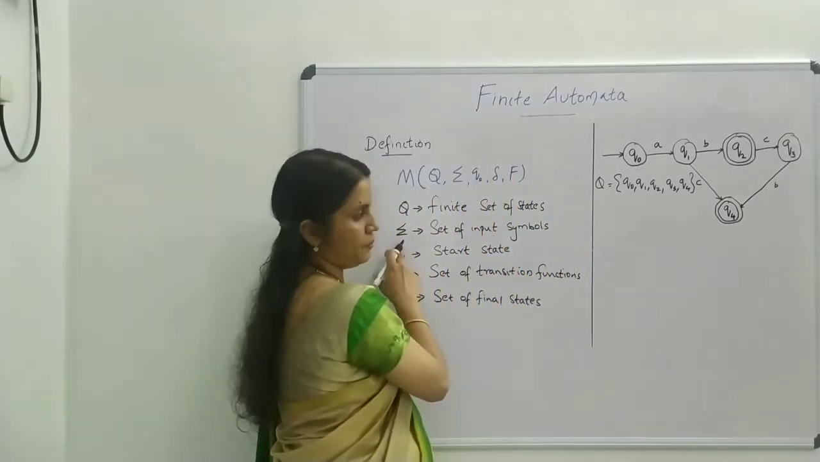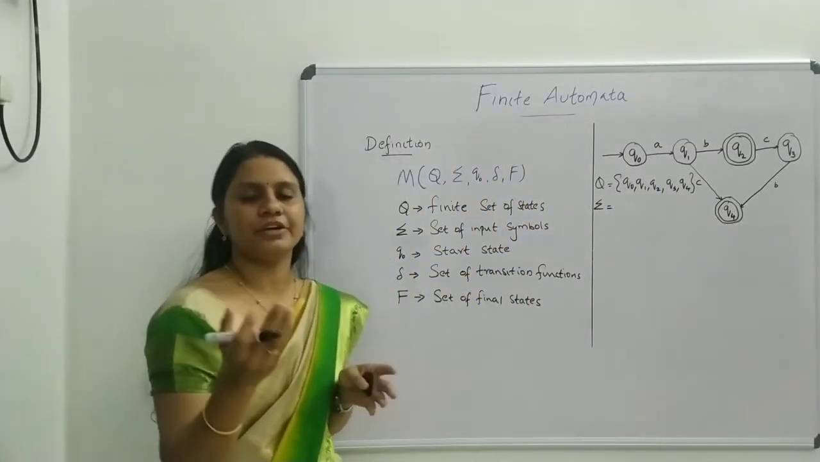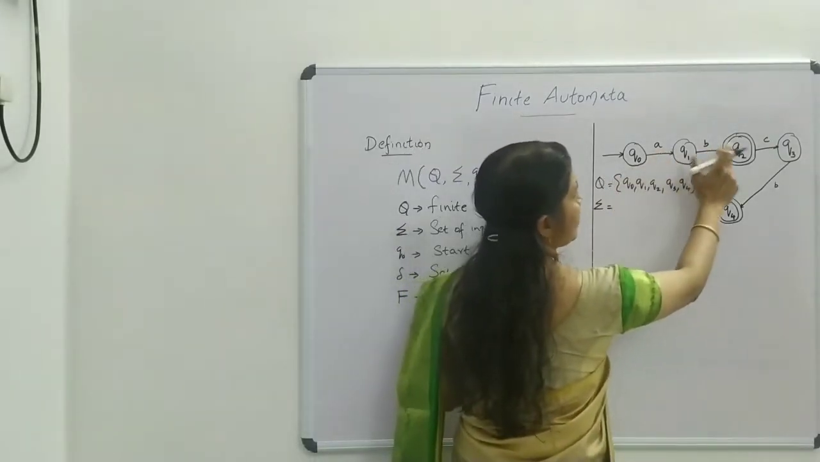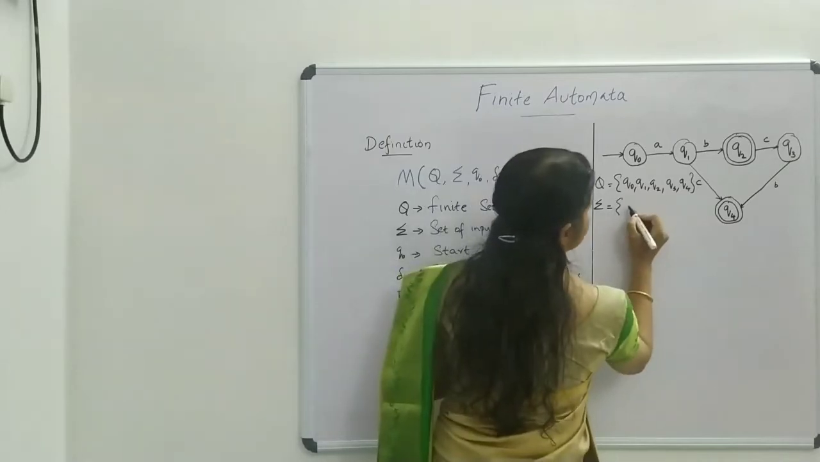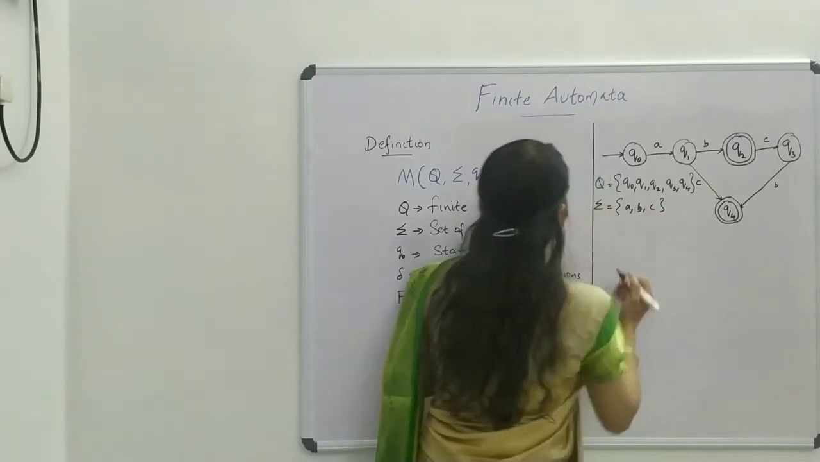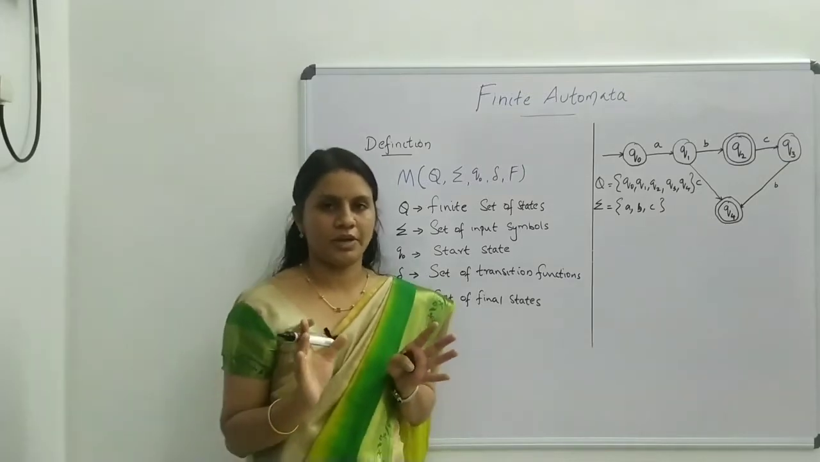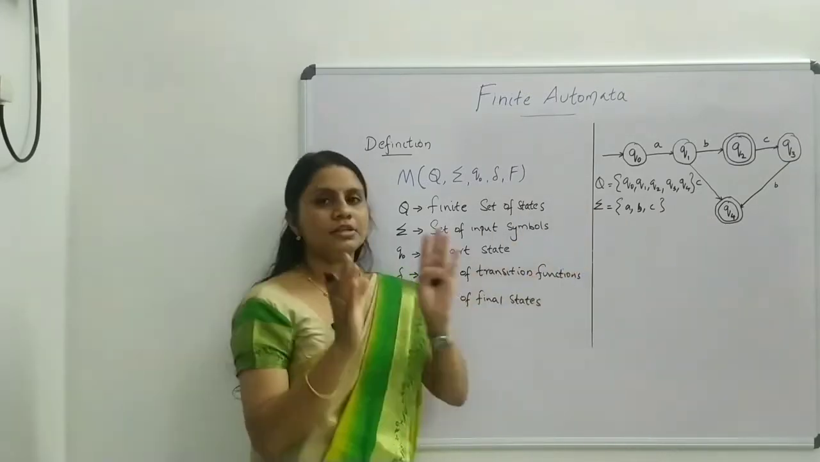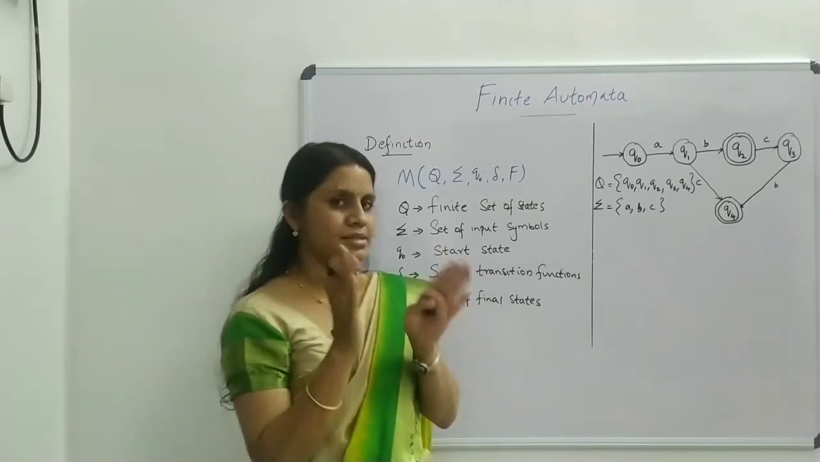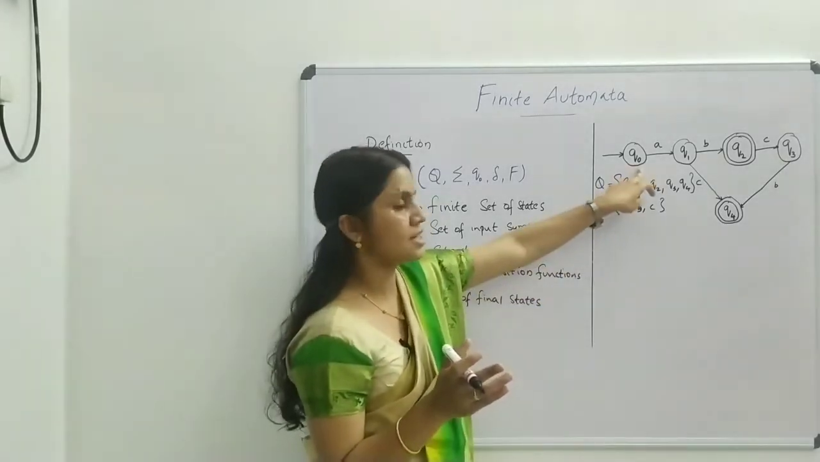Then next is sigma. What is sigma? Sigma represents the set of input symbols. Here you can see three inputs: A, B and C. Then next is Q0, our start state. For our study, we consider a finite automaton with one start state, that is, a state which is not reached from any other state. So what is the start state here? Q0.